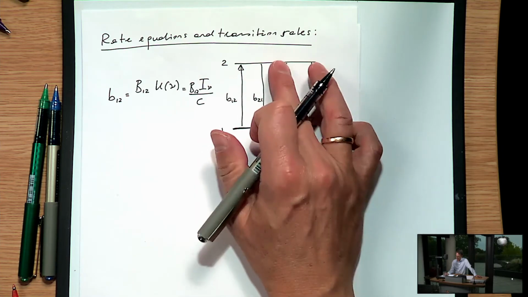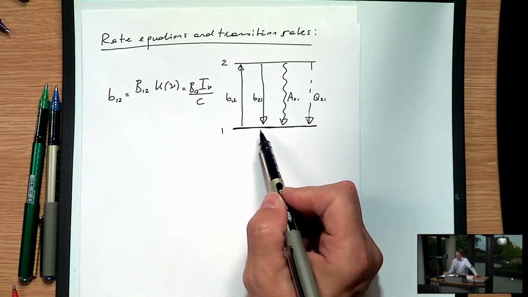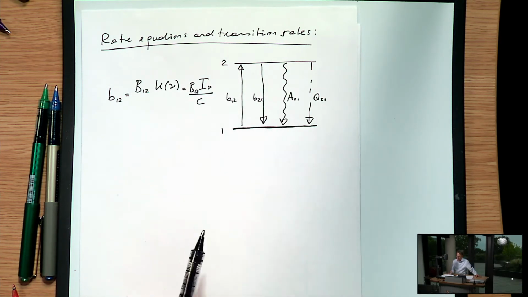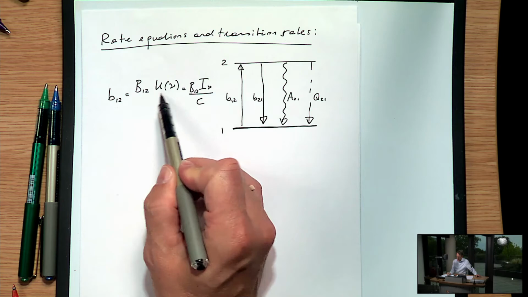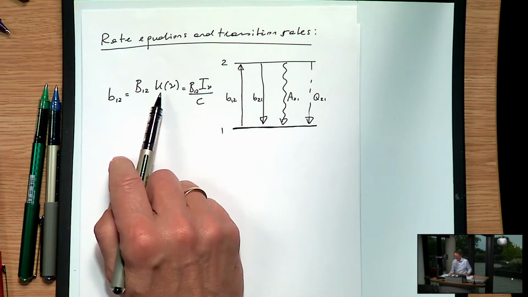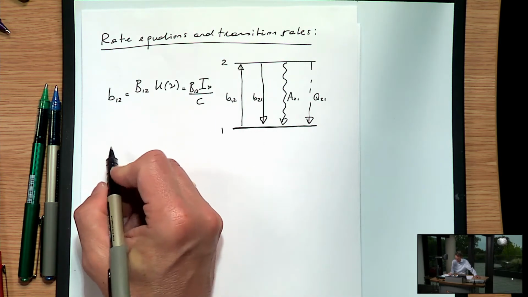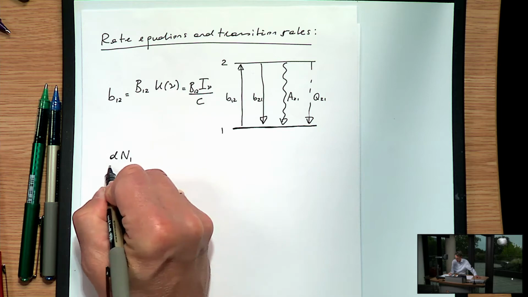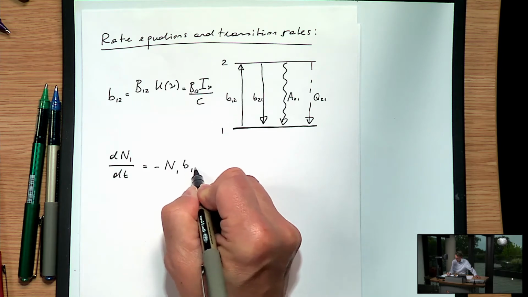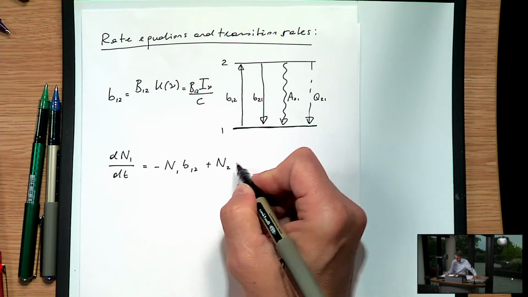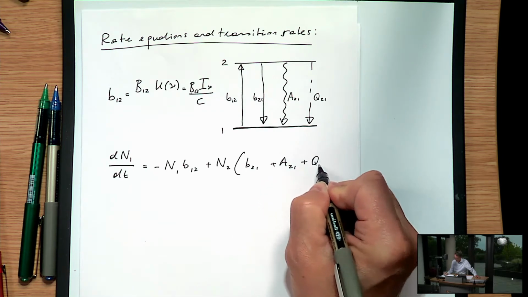Because these electronic energy levels are really spaced over a big distance, you can assume that all the population is in that lower state before you start. But now you put light on at this intensity I nu, or at this spectral radiation density U nu. Then the rate of change of population in the lower level is dN1/dt = -N1 B12 + N2 (B21 + A21 + Q21).